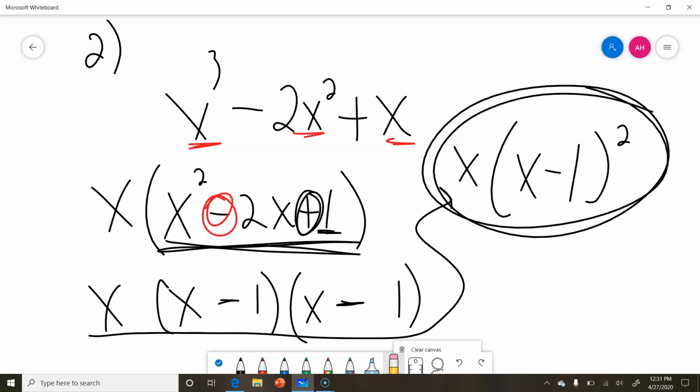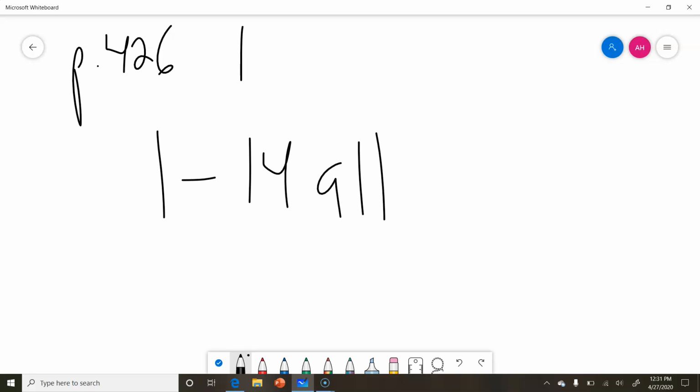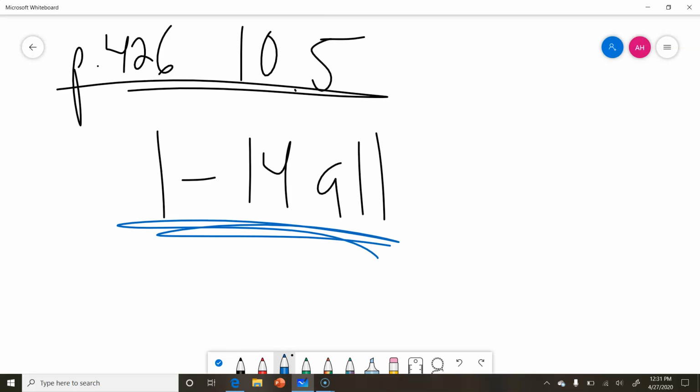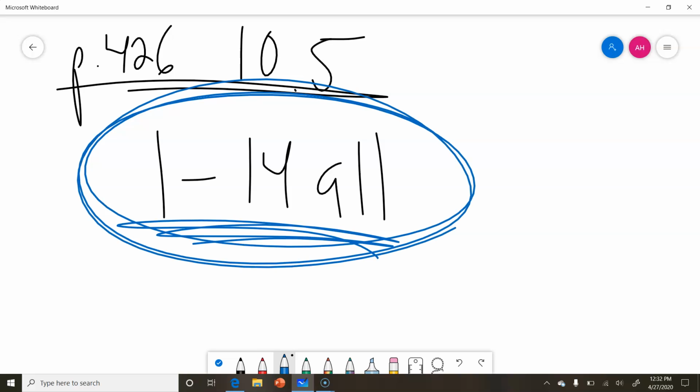Okay, well, here is the homework. Speaking of homework, we are on page 426, and we are going to be doing only numbers 1 through 14, all. Okay, this is on 10.5. This is part 1. We're going to do part 2 tomorrow, 1 through 14, all. Okay, let me know if you have any questions on how to do any of those.